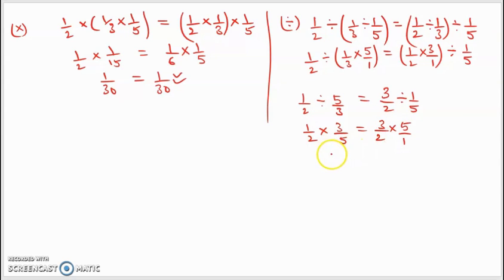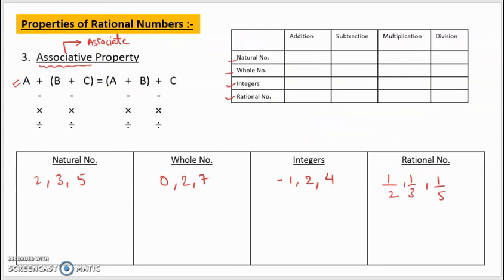So on LHS I'll get 15 by 2, and on RHS I'll get 3 by 10. And you can clearly see that they are not equal. Hence we can say that rational numbers do not follow the associative property for division. Now let us summarize what we have learned about the associative property.